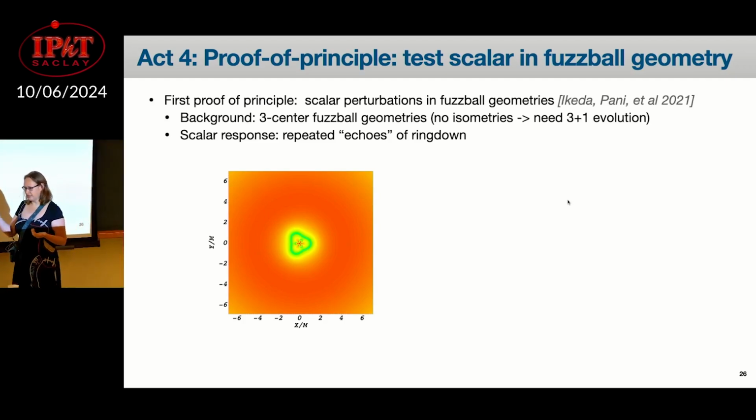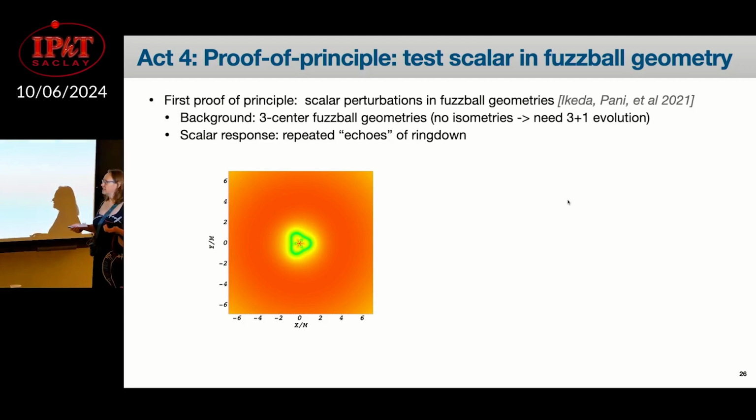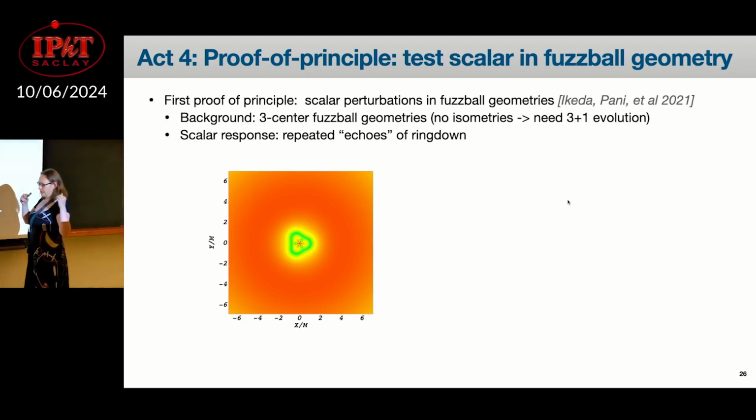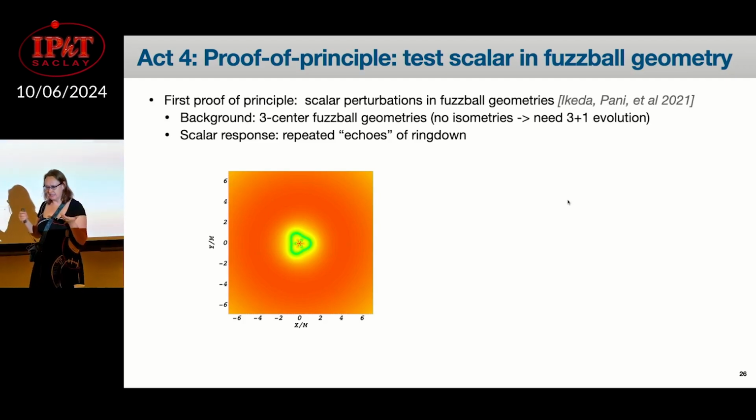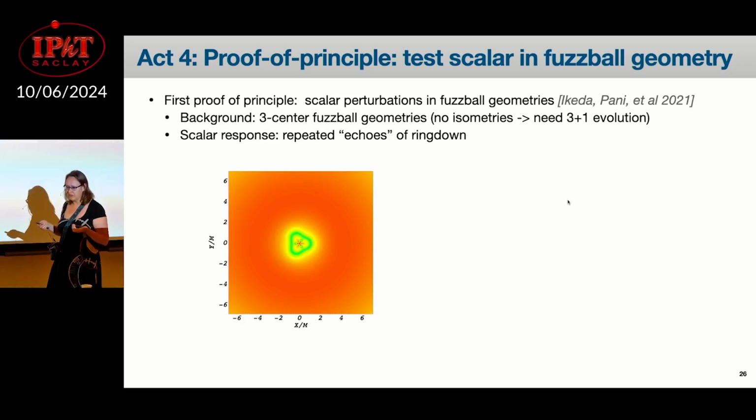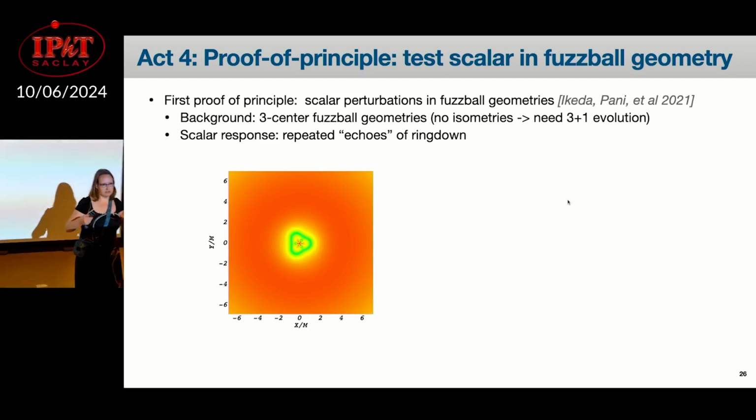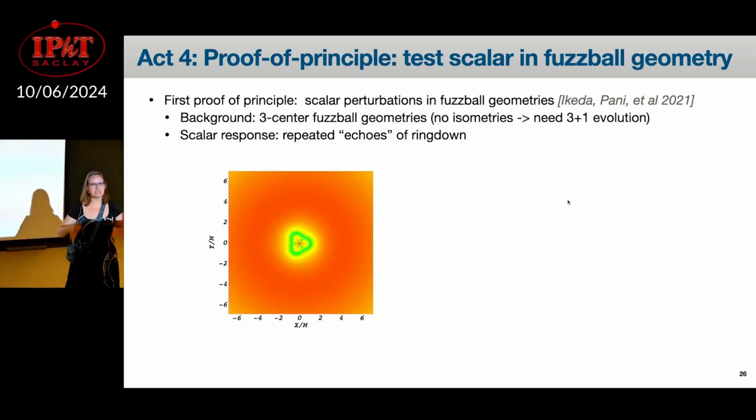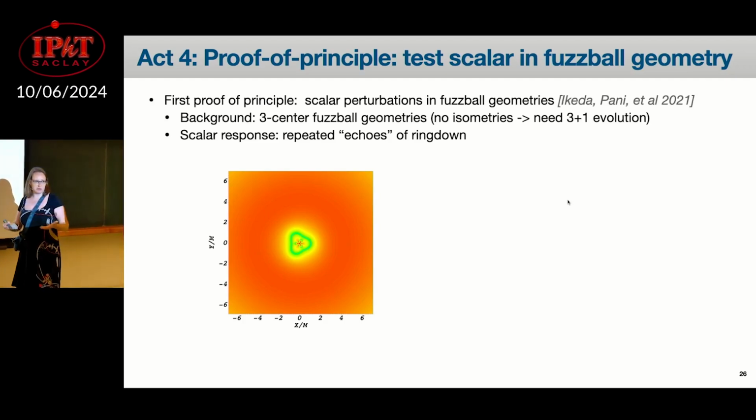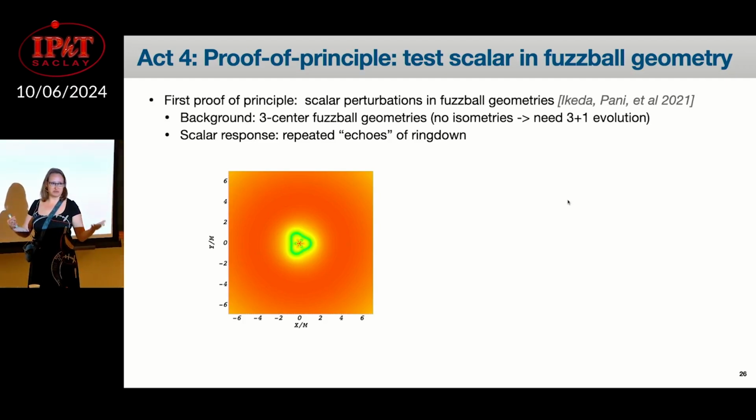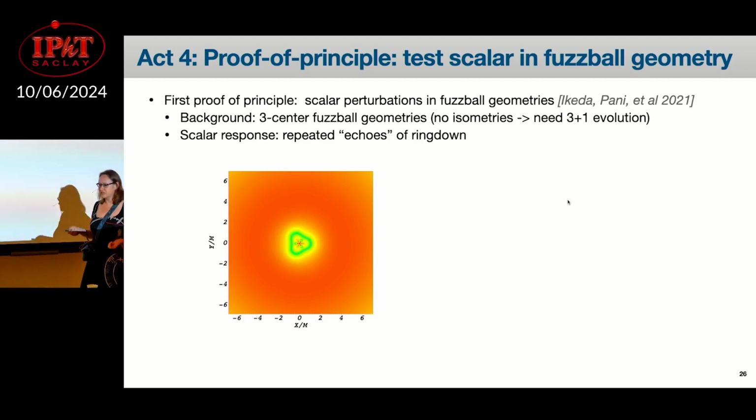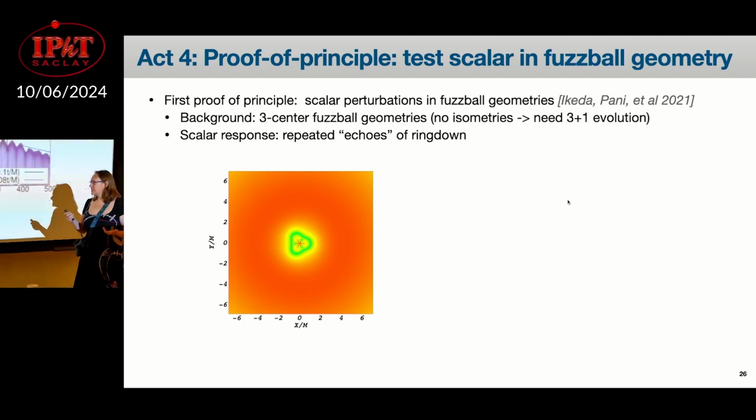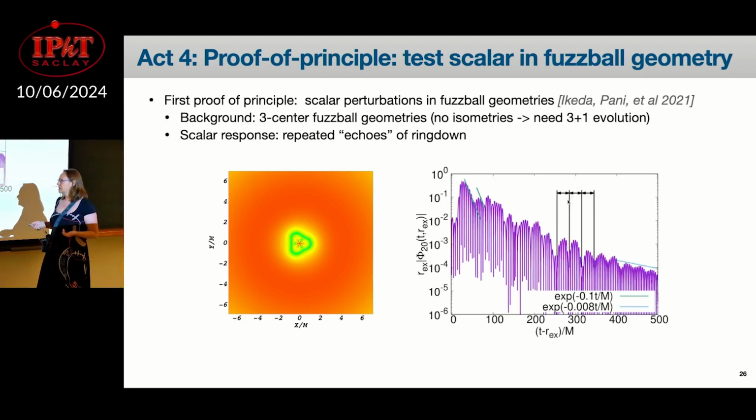In this case, the one that I'm showing you here is a fastball with 3 centers. And as I said, evolving the scalar field on top of this. Because you now have fewer symmetries, you actually do need to solve this problem in at least 3+1. And again, doing this in perturbation theory is really hard, but we know how to do this in numerical relativity, and this is what they did. So they evolved this test scalar field around this geometry.